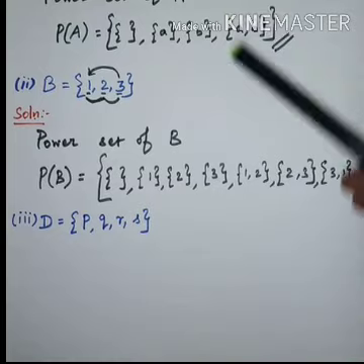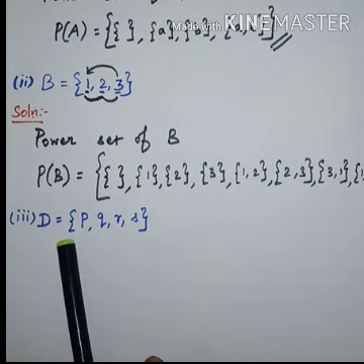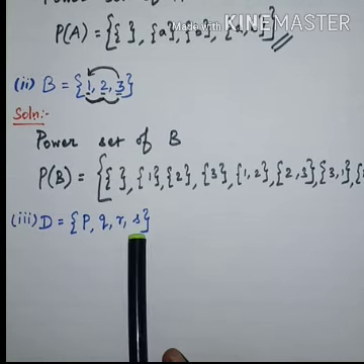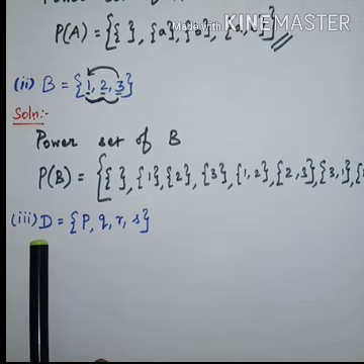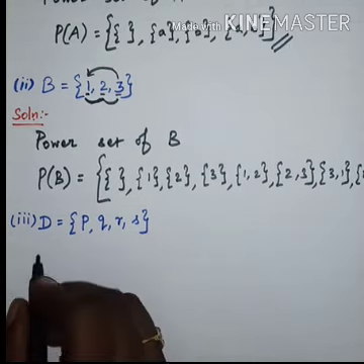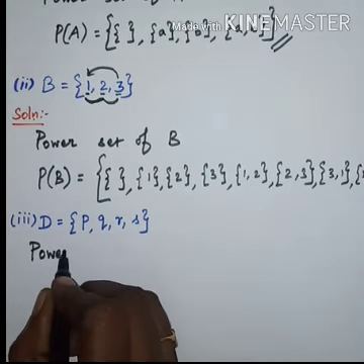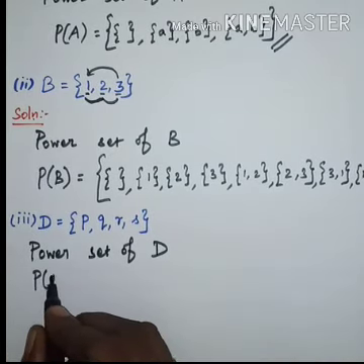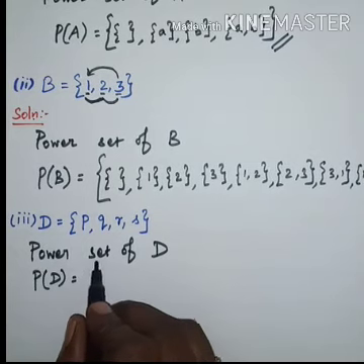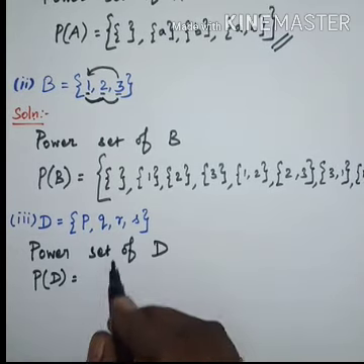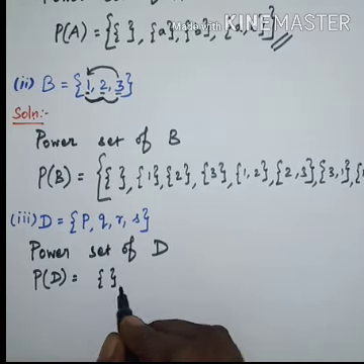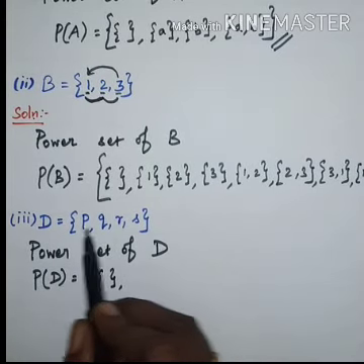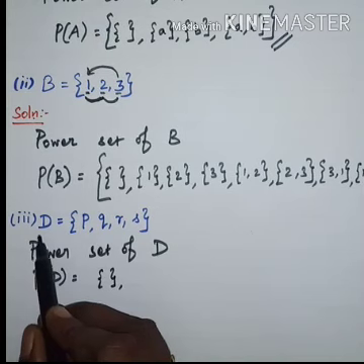Sum number 8, third subdivision: D is equal to {P, Q, R, S}. We have to find the power set of the set D. Power set of D, that is P of D, is nothing but we have to write the subsets of D. First we have to write the empty set, and then how many elements are there in D? 1, 2, 3, 4. 4 elements are there in D.